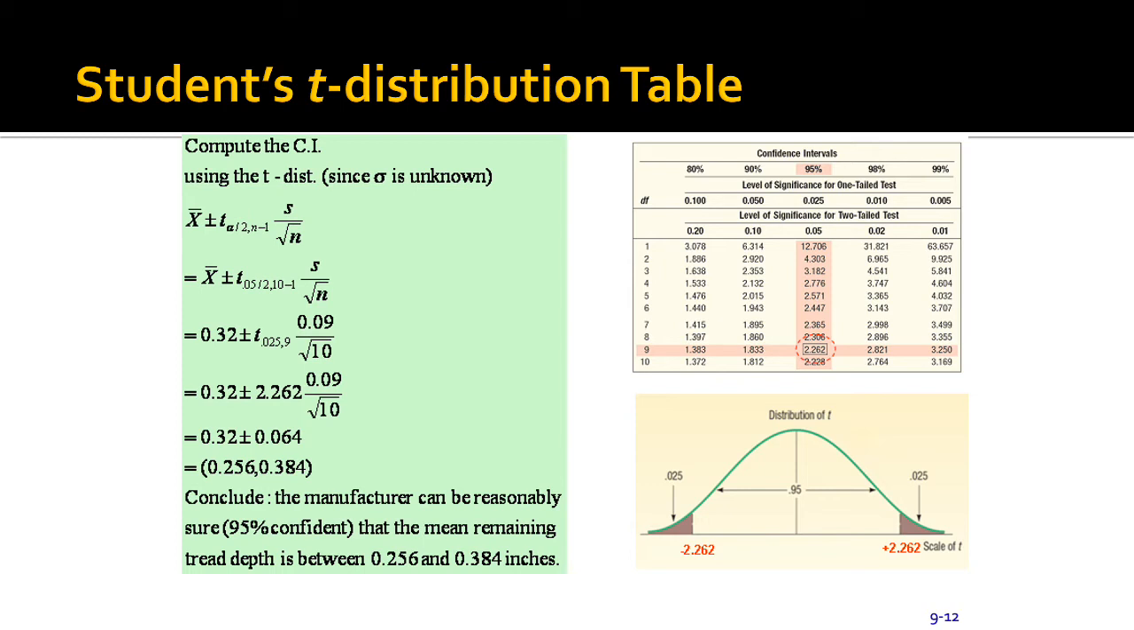We multiply that by our sample standard deviation divided by the square root of 10, and we find the margin of error is 0.064. So based on the 95% level of confidence, we find that the mean tread remaining is between 0.32 plus or minus 0.064, or specifically this range of observations. So what do we conclude here? We conclude that based on our sample, the manufacturer can be reasonably sure, or 95% confident, that the mean remaining tread depth is between 0.256 and 0.384.